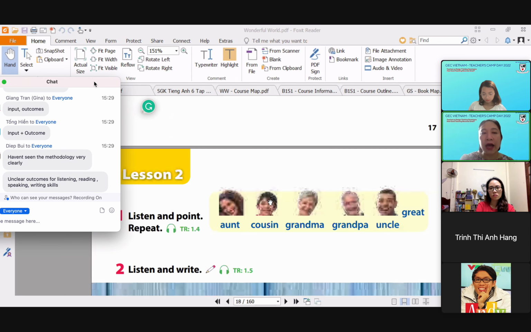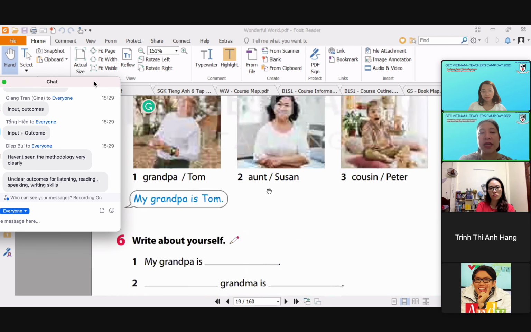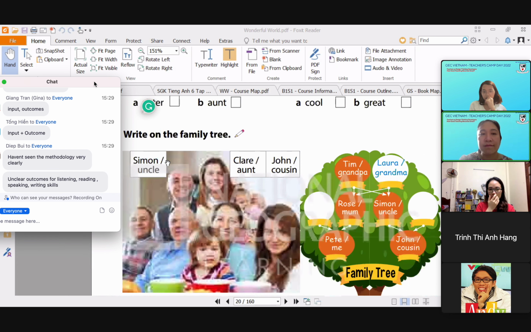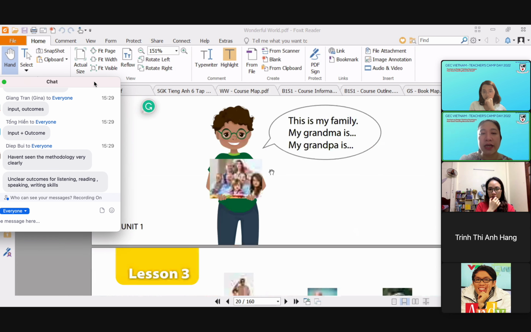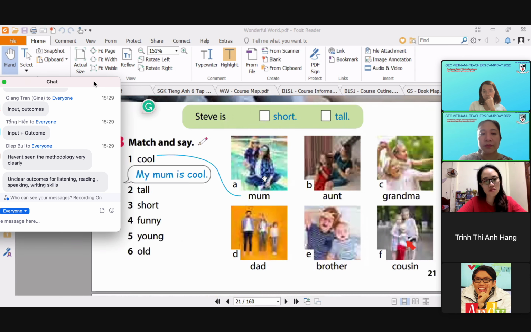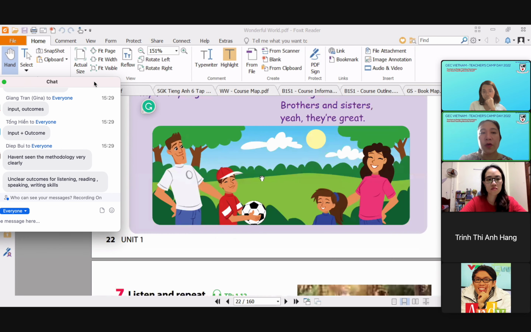And do you know why the writing is put at the end here? Why is the writing put at the end as activity number 6? And the writing is put more at the end of the lesson. Do you know why?